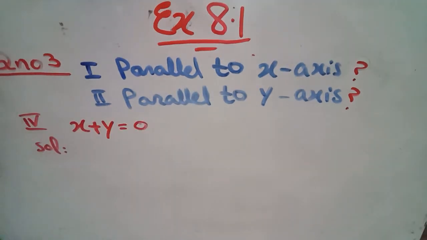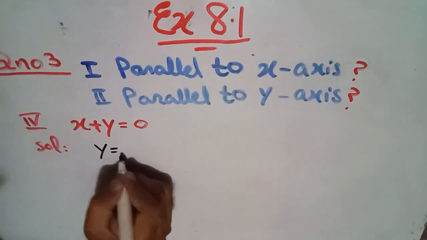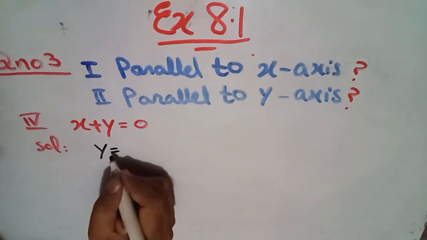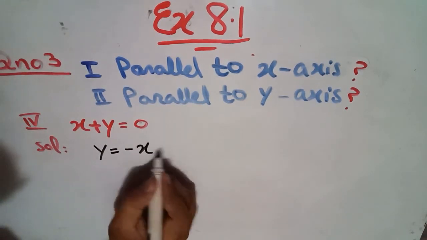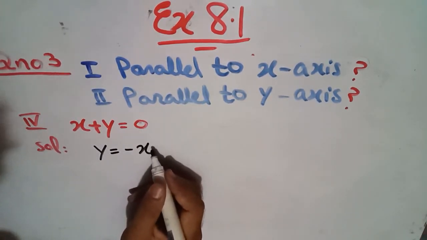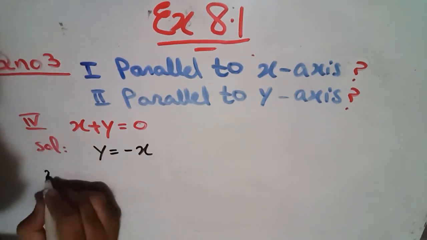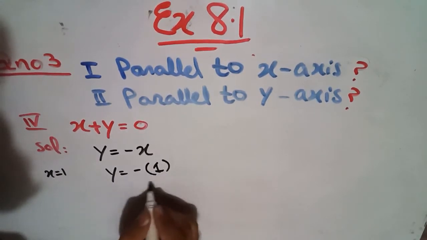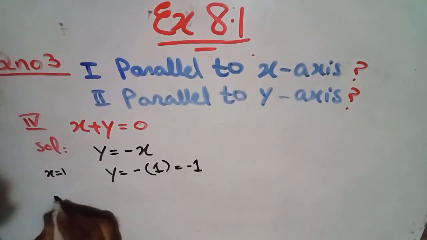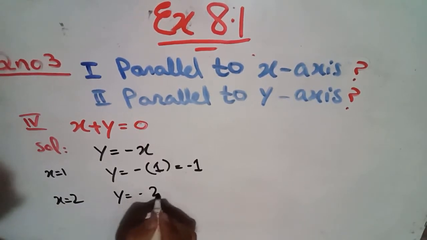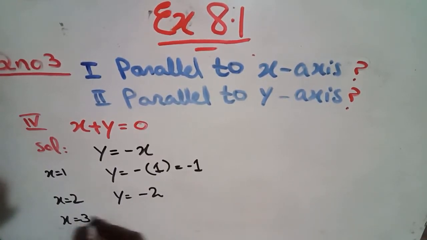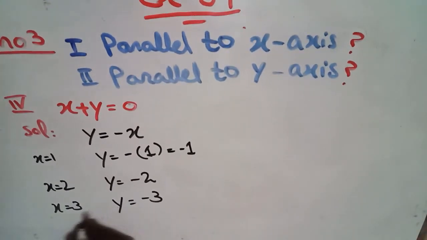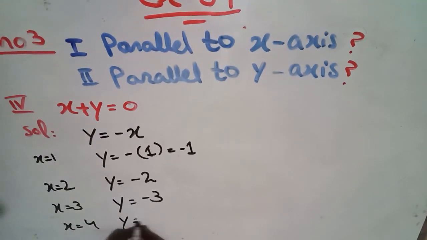Okay, let's check the fourth part of this question. x plus y is equal to 0. So there you will just separate the y, that y is equal to minus x. Now you will put the value of x, then it will give you the value of y. So suppose x is equal to 1, so y is equal to minus 1. When x is equal to 2, y will be minus 2. When x is equal to 3, y is equal to minus 3. Similarly, when x is equal to 4, y is equal to minus 4.